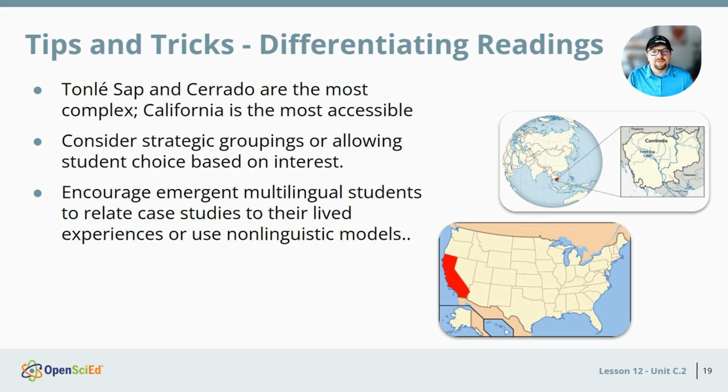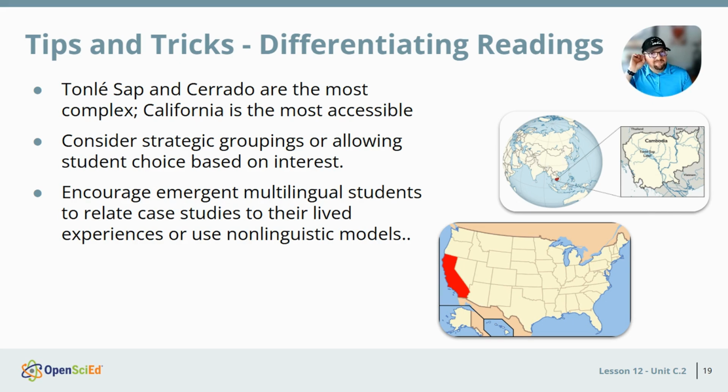When it comes to differentiating the text, Slide L provides a good backdrop for managing student reading choices. What has worked for me is keeping the text complexities in mind. Tonle Sap and Cerrado are the most complex. Great Dismal Swamp and Victoria are intermediate, and California is the most accessible of them. Something that helps engagement is intentionally forming homogeneous groups, mixed ability groups, or opening it up to student choice based purely on their geographical interests.